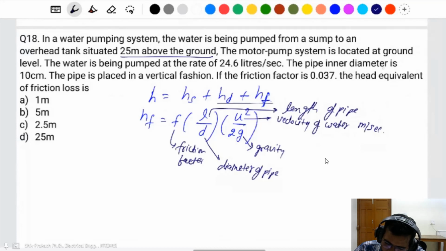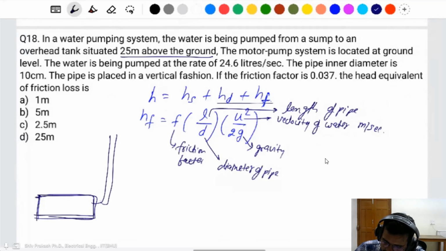Inner pipe diameter is 10 centimeter. The pipe is placed in a vertical fashion. Simply there is some pipe system, an overhead system. There is some tank. This head is given as 25 meter.